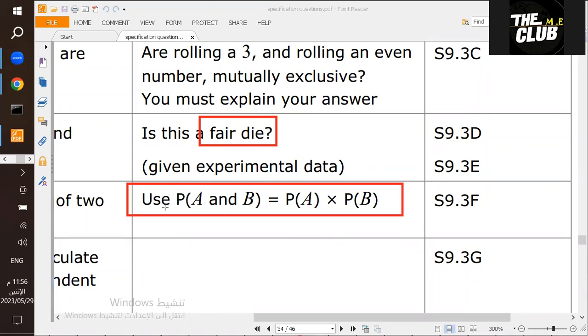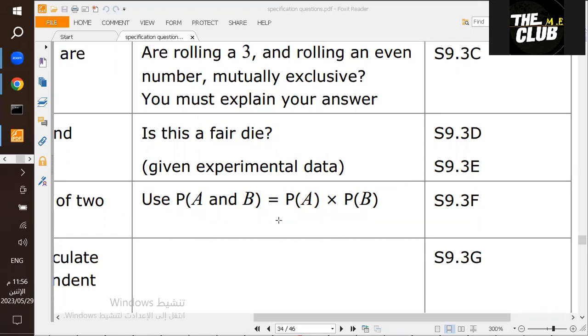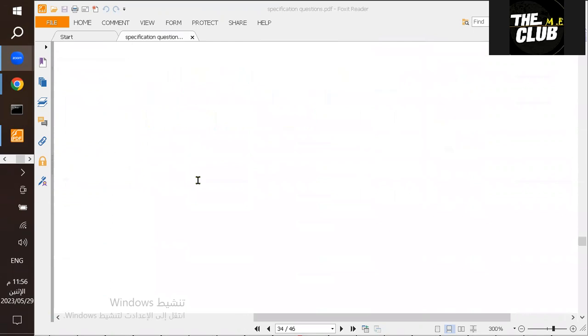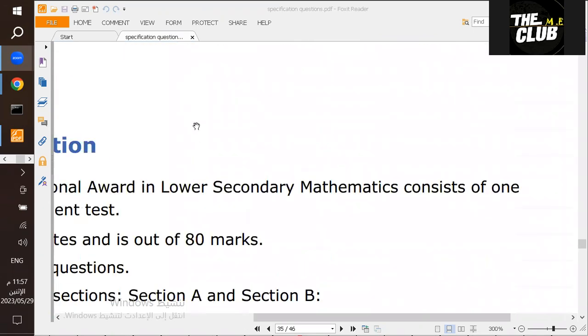And then, knowing how to use this is used in tree diagrams. It means the probability of an event and an event happening: you take the two probabilities and multiply them by each other. So this is used in tree diagrams. When you have tree diagrams, you multiply the first probability by the second one's probability. You always use it.